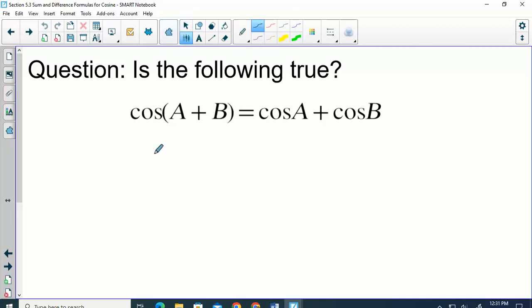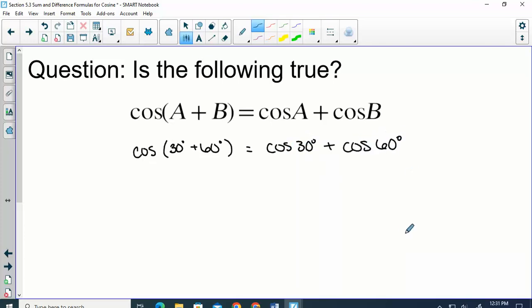Let's say I did cosine of 30 degrees plus 60 degrees. So if that works, that has to equal the cosine of 30 degrees plus the cosine of 60 degrees. Right? Correct? Yeah. Okay, let's work the two sides and see if they're the same.